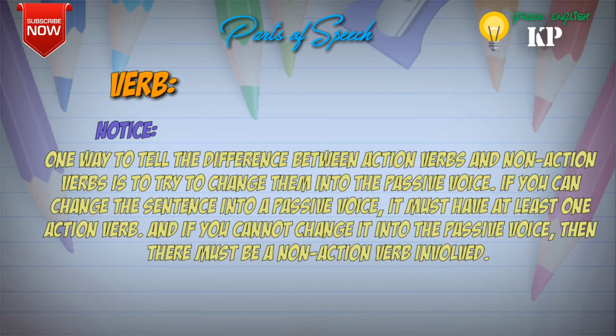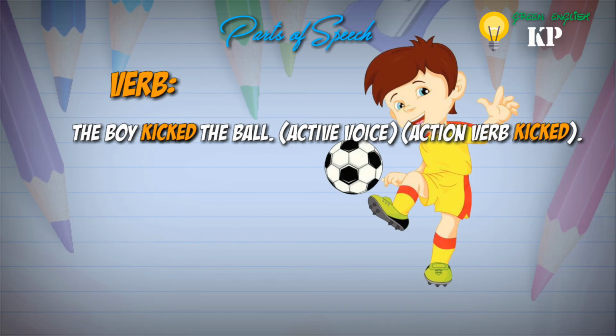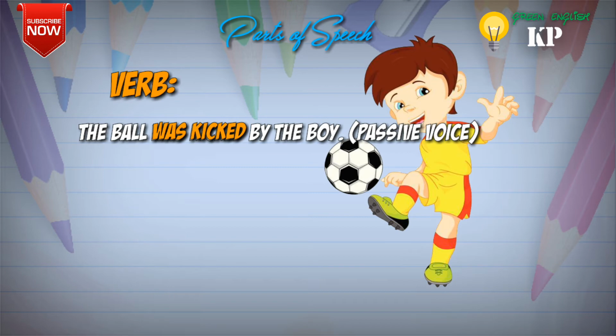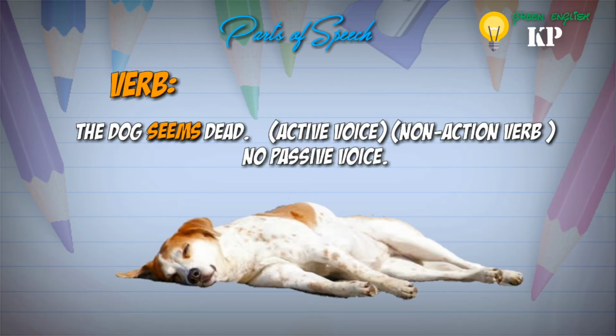Notice, one way to tell the difference between action verbs and non-action verbs is to try to change them into the passive voice. If you can change the sentence into the passive voice, it must have at least one action verb. And if you can't change it into the passive voice, then there must be a non-action verb involved. For example, the boy kicked the ball, active voice, action verb, kicked. The ball was kicked by the boy, passive voice. The dog seems dead, active voice, non-action verb. Here you can see you cannot change this sentence into the passive voice.